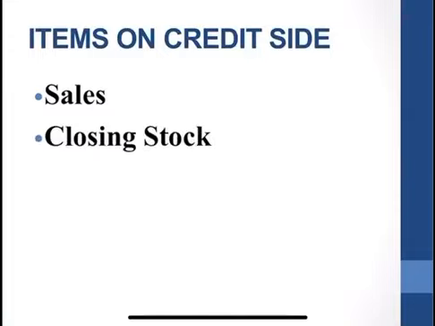Then we have closing stock. It is the value of the goods which remain unsold at the end of the accounting period. Usually it is given outside the trial balance, in which case it is shown on the credit side of trading account and also as an asset in balance sheet. But if it is given in the trial balance, then it appears only as an asset in balance sheet, since in that case purchases are already adjusted.